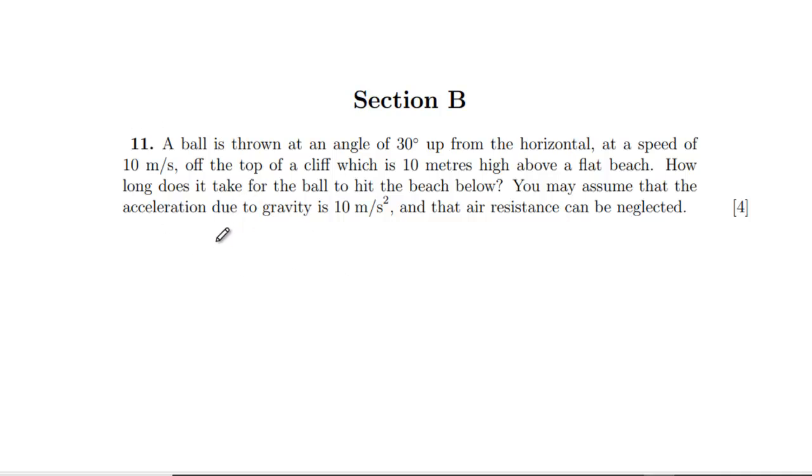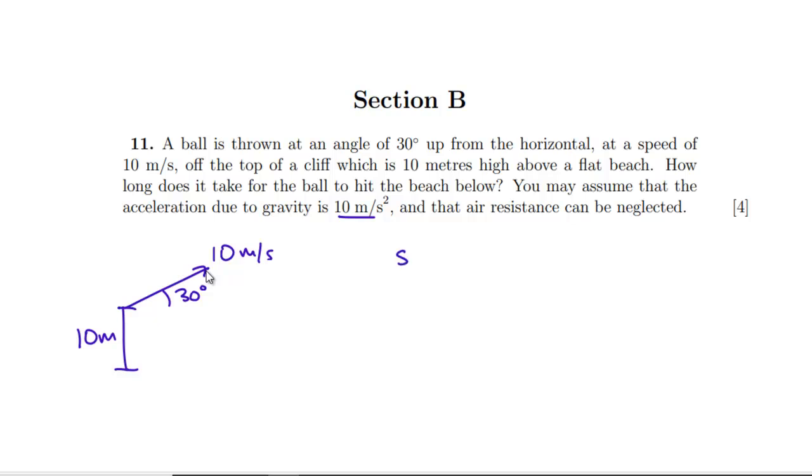We've got a ball thrown at an angle of 30 degrees up from the horizontal, 30 degrees, speed of 10 meters per second, off of the top of a cliff, which is 10 meters above a flat beach. How long does it take for the ball to hit the beach below? Use g to be 10 and air resistance neglected.